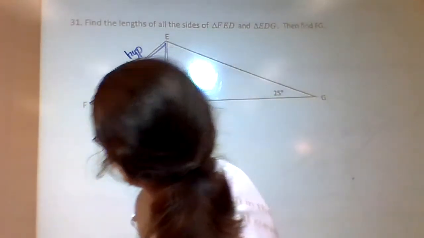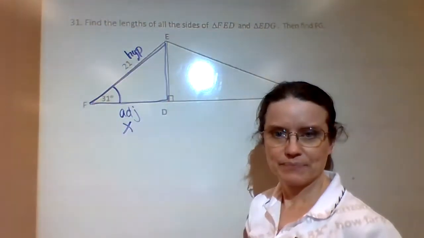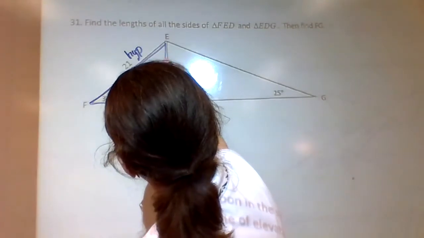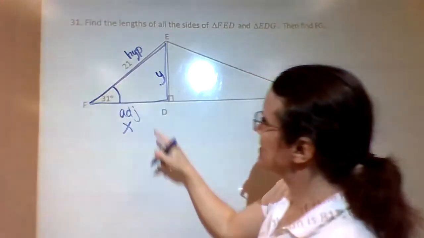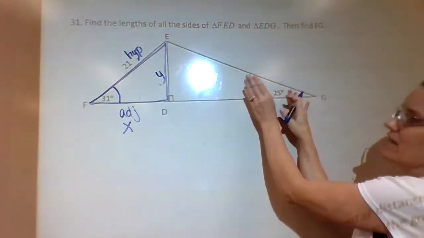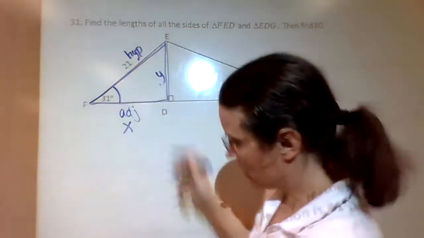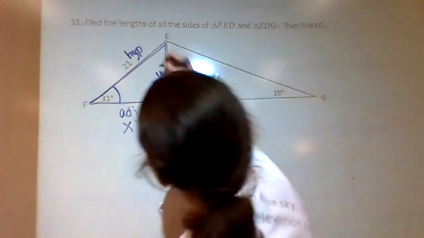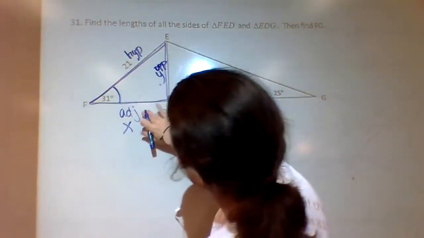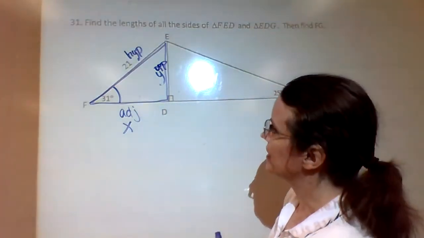This side right here is my adjacent side. I'm going to call it X. And I'm going to call this side Y. Because if I can find this side, I can use that in this triangle and find all of these pieces. So I've got to find all these parts. Okay? So this will be my opposite, my adjacent, and my hypotenuse. Lots of work we get to do here.